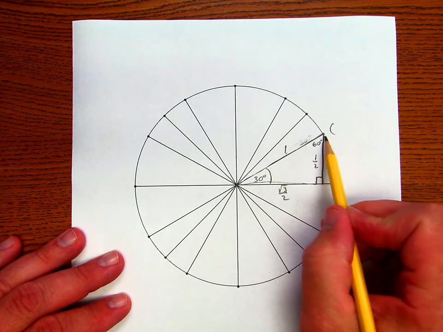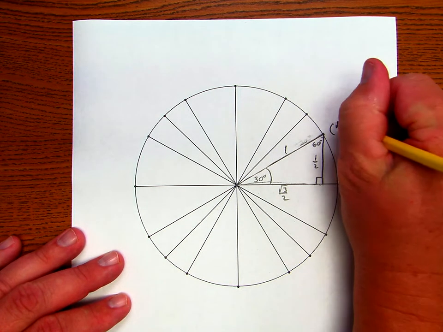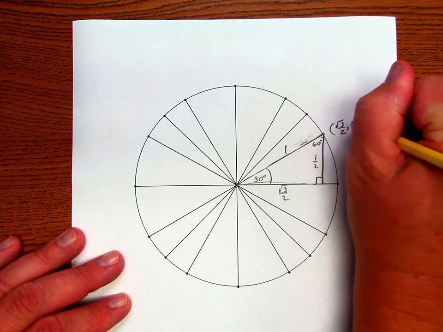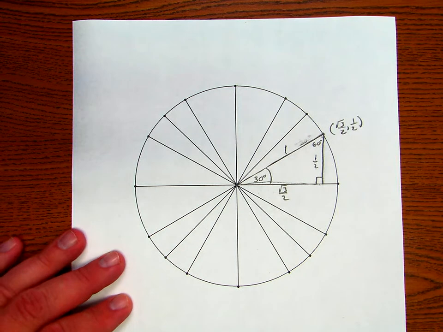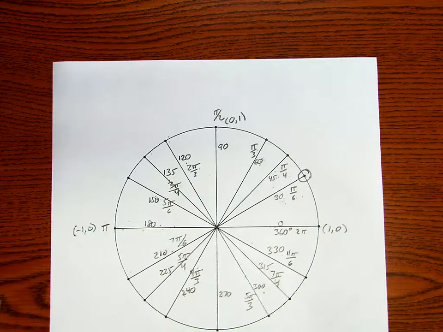So that makes the coordinates of that point right there root 3 over 2, comma 1/2. So I'm going to add that to this.